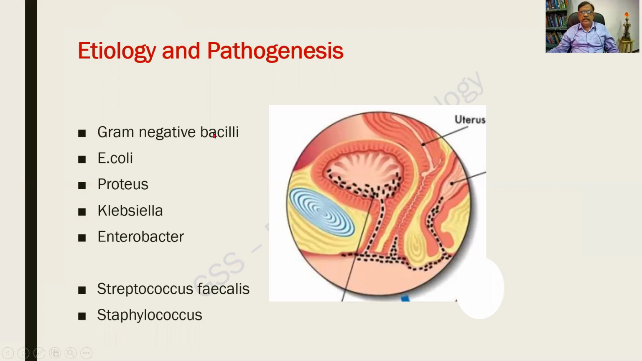The common organisms are the gram-negative bacilli such as E. coli, Proteus, Klebsiella, and Enterobacter. This will constitute one set of infections. Another group will be the Streptococcus and the Staphylococcus, which are of more importance as a hematogenous mode of spread.